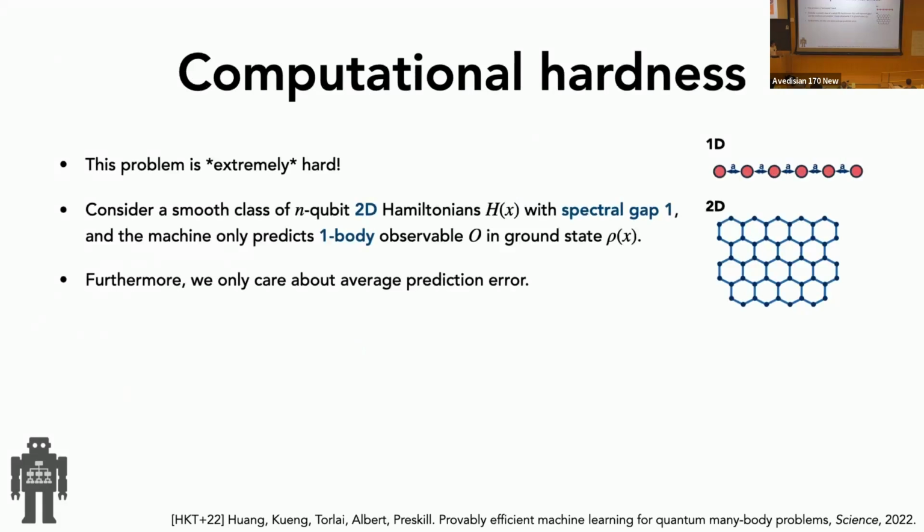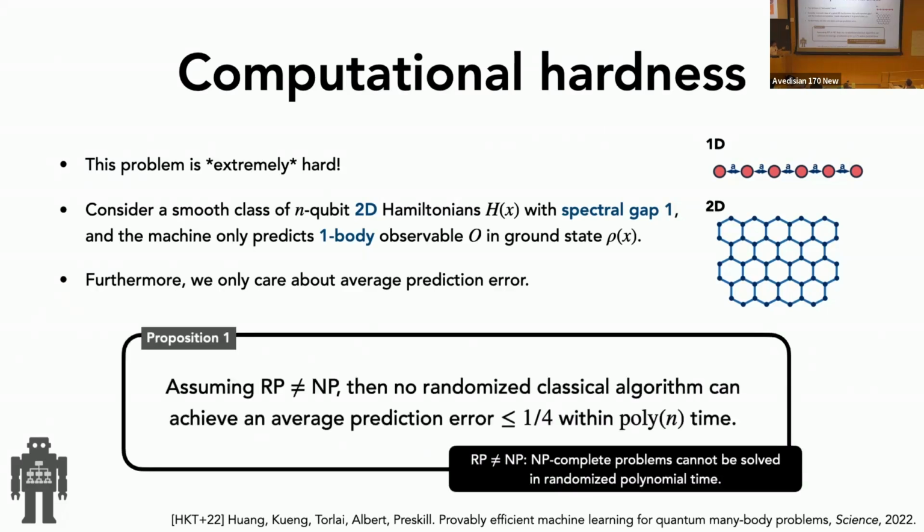So one thing to note is that this is a well-known, very hard problem. Even when there's a lot of restriction, like we assume that we only care about 2D Hamiltonians with a constant spectral gap, and the goal is just to predict some one-body observable in the ground state, we can show that this is very hard. Assuming that NP-complete problems cannot be solved in randomized polynomial time, one can show that there should not be any randomized classical algorithm that can achieve a good prediction error in polynomial time. I hope these are all well-known statements that finding the ground state is just very hard in nature.